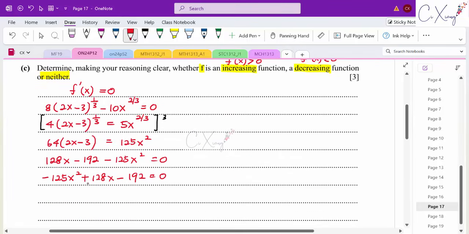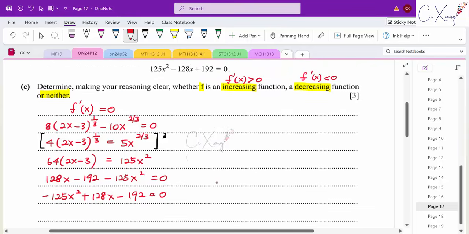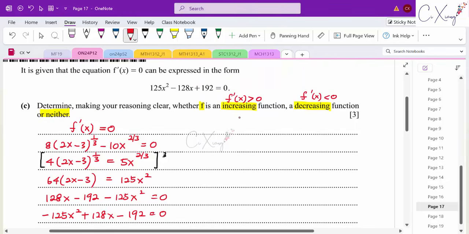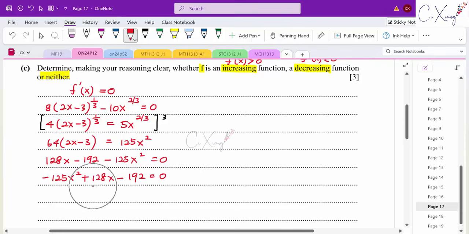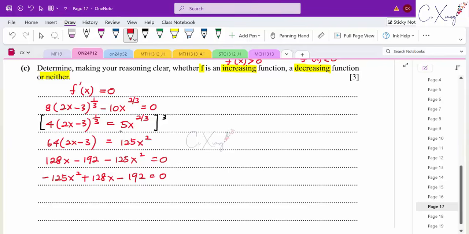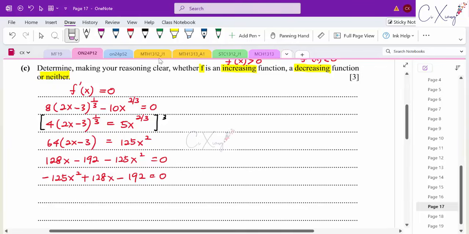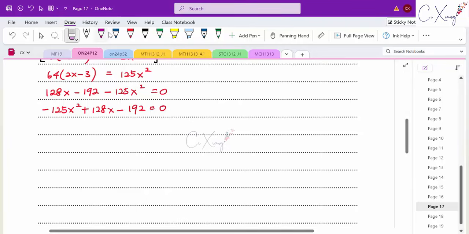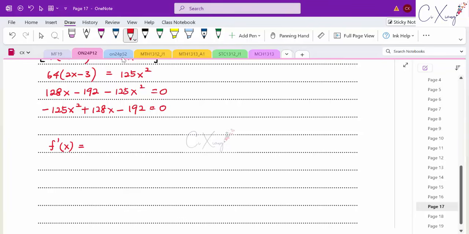What I want to do now is to determine whether it is an increasing or decreasing function, I need to complete the square for this f prime x. Okay, so the f prime x, after I get rid of the cube root, the pattern looks something like this. So I will start from here. So maybe I can continue at the down part here. Okay, so I'm having f prime x is equal to negative 125x squared plus 128x minus 192.